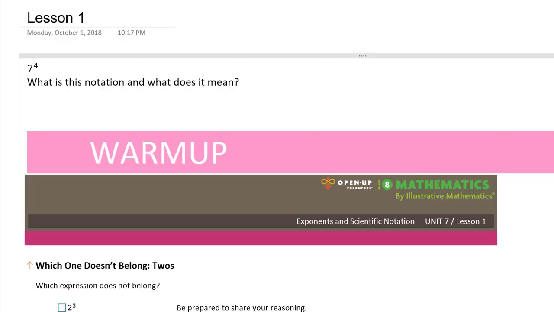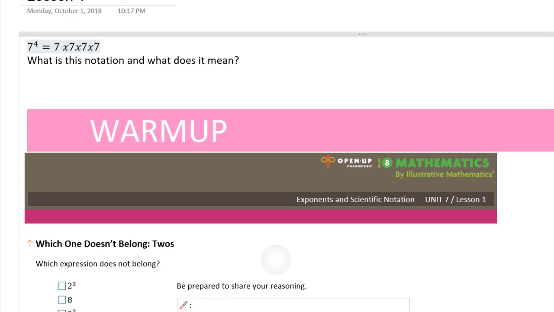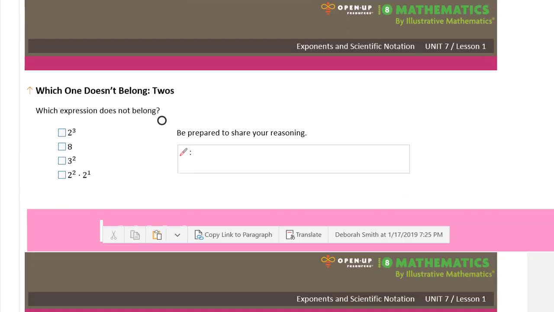So we're going to look at Unit 7, Lesson 1. And I want to exhibit this problem for you, 7 to the 4th power. What is this notation and what does it mean? So 7 to the 4th power is just a way to write 7 times 7 times 7 times 7. So it's a way to write multiplication in another way.